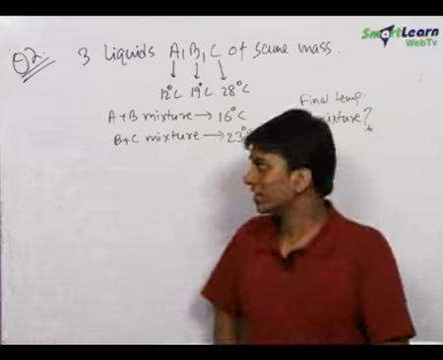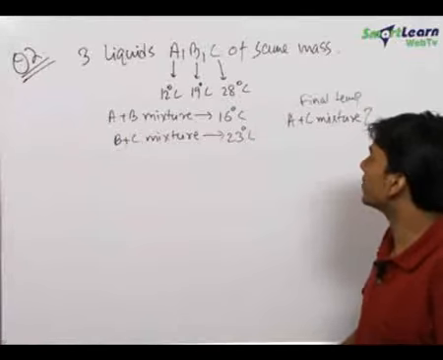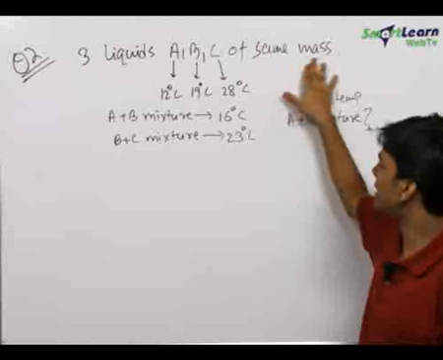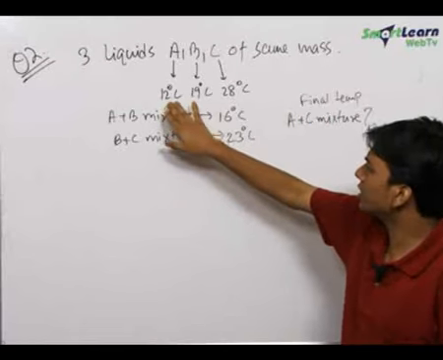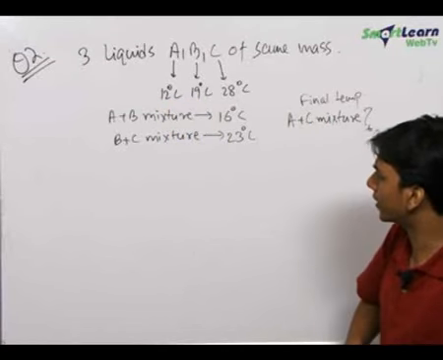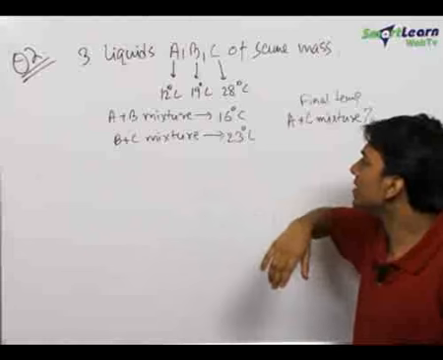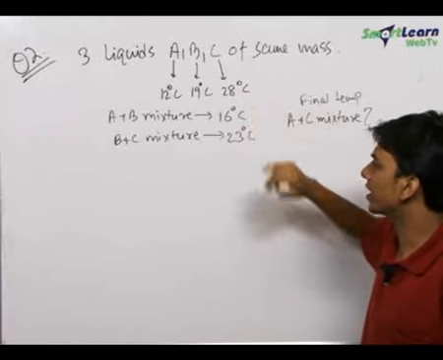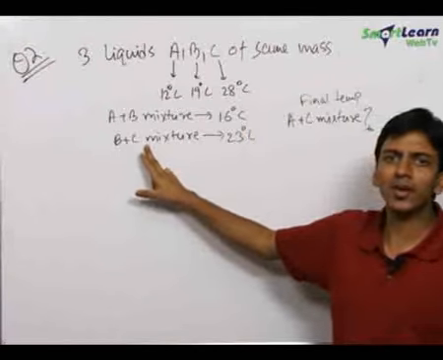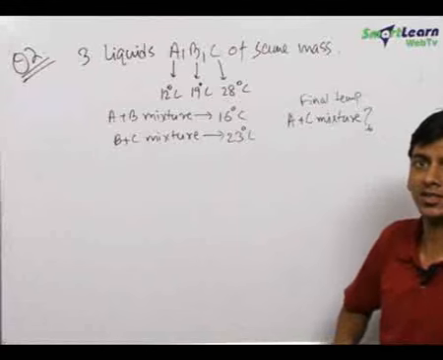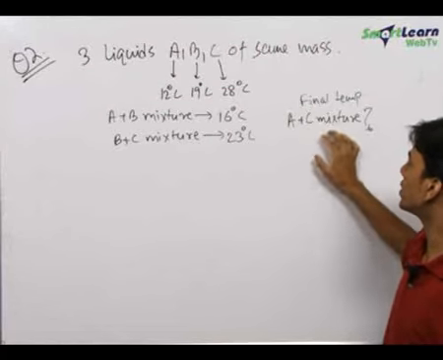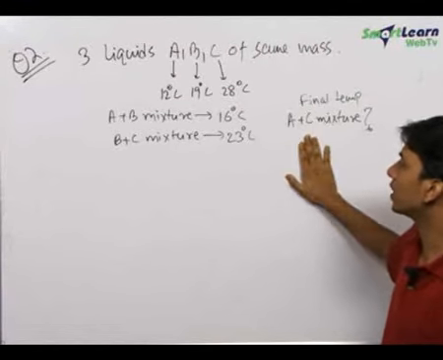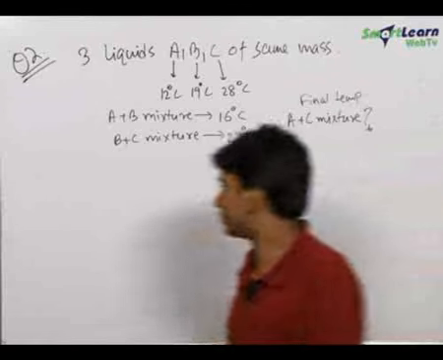Here's another simple question. We have three liquids A, B and C of the same mass with their initial temperatures to be 12, 19 and 28 degrees Celsius respectively. When A and B are mixed, the final temperature comes out to be 16 degrees Celsius. When B and C are mixed, the final temperature comes out to be 23 degrees Celsius. Now we need to find out what the final temperature will be if A and C were mixed.